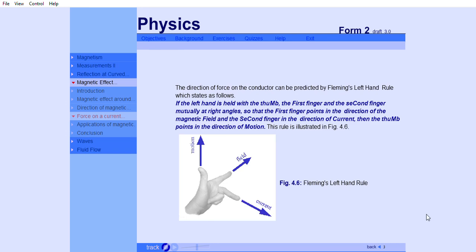The direction of force on the conductor can be predicted by Fleming's left-hand rule, which states as follows. If the left hand is held with the thumb, the first finger and the second finger mutually at right angles, so that the first finger points in the direction of the magnetic field and the second finger in the direction of current, then the thumb points in the direction of motion. This rule is illustrated in figure 4.6.